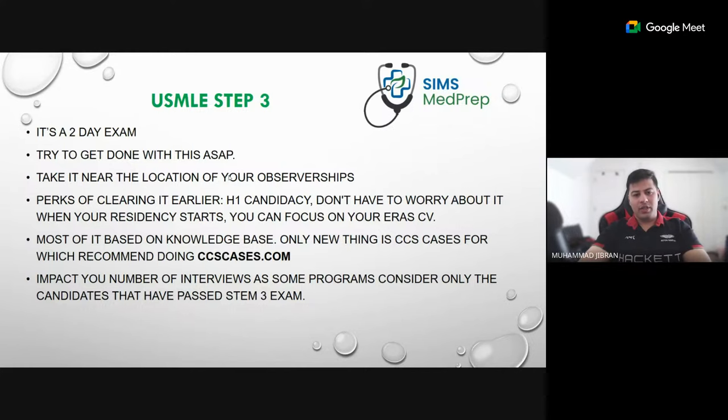As I already mentioned, it sometimes impacts your number of interviews. Some people get more interviews if they get Step 3 done, while others get about the same number of interviews whether they're done with Step 3 or not. So it's somewhere in the midway. Some people think that if you don't have a good score in Step 2 CK, you can improve on the Step 3 exam. You can get a better score and mention in your CV that you improved, and that can be a plus as well. But as I've seen in residency, you just need to pass it. There's no big deal whether you have very high or very low scores. The only thing that matters is that you're done with it, and you don't need to take another step exam or go to another parametric.